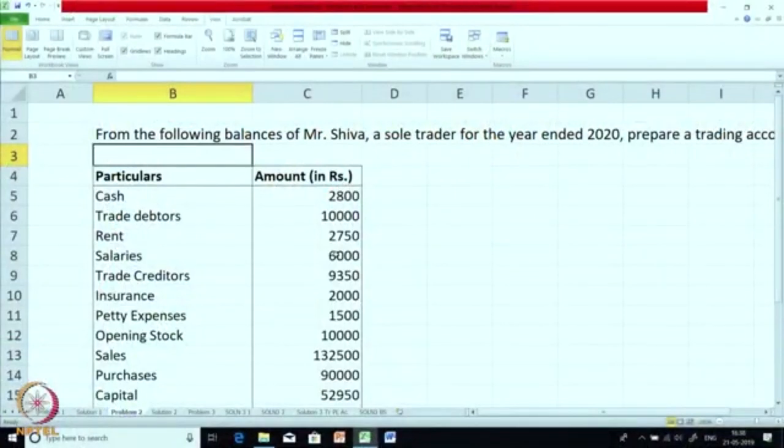So I hope you are all able to make it yourself. Now let us go to the next case. Next case, here the balances of Shiva are given.